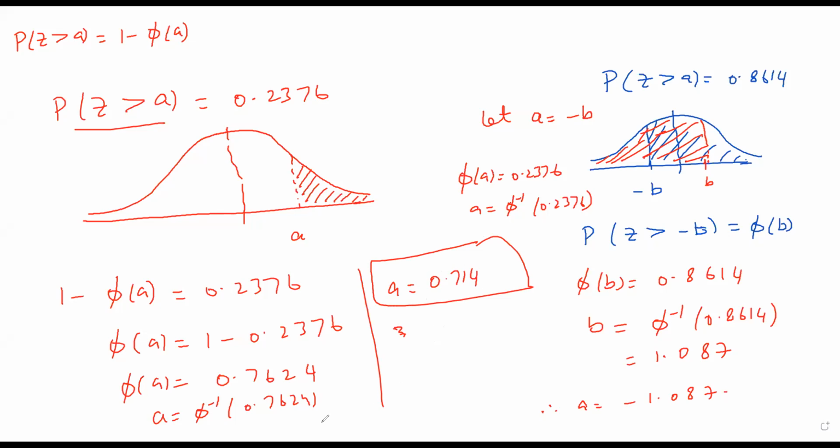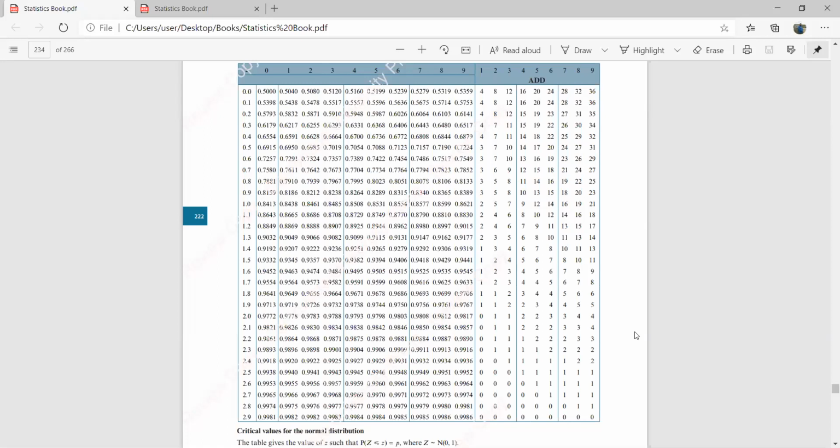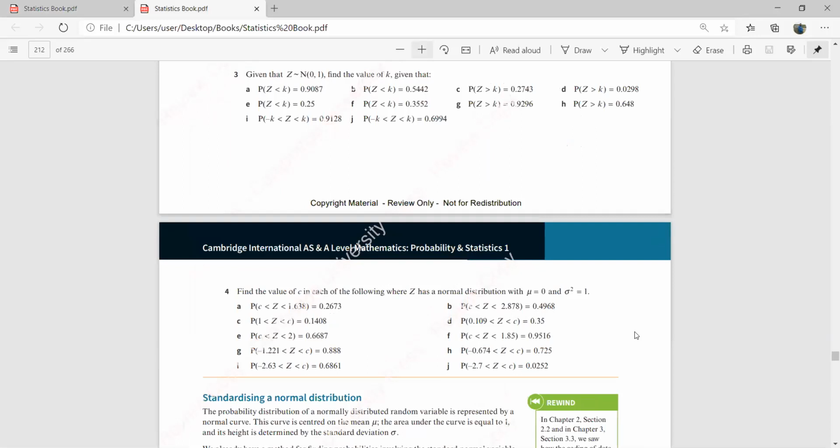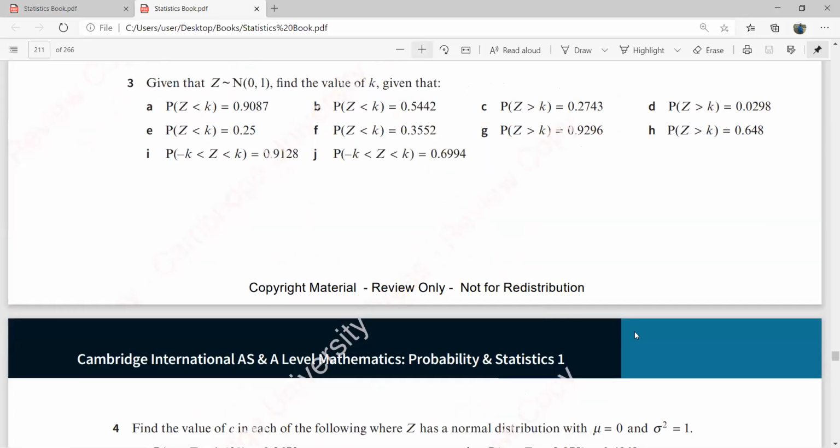I'll be taking you guys to the exercise now, and you will try these basic questions and then we'll move on to some trickier parts. So guys, before I take you to this I and J part, please try the first 8 parts of question number 3. I'll be discussing the trickier parts in the next segment. Okay, so see you guys in the next segment.